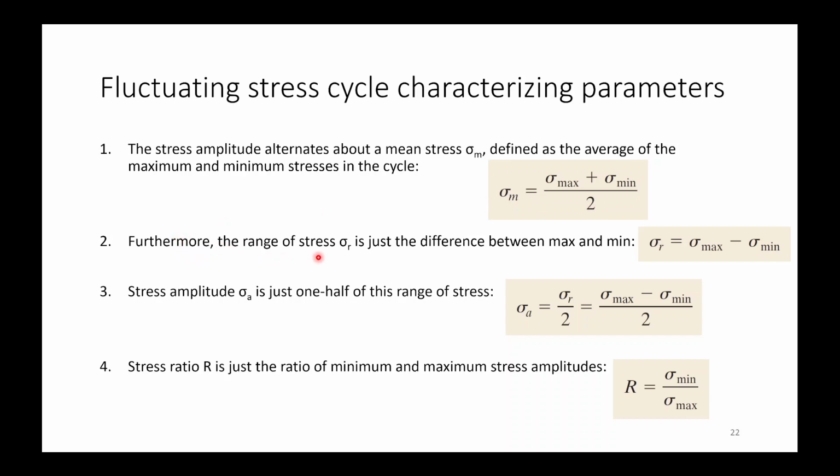And the range of stress will be sigma r, which is just the difference between maximum and minimum. The stress amplitude is just 1/2 of this range of stress, so range divided by 2, or sigma max minus sigma minimum divided by 2. Stress ratio is just the ratio of the minimum and maximum stress. So capital R will be your sigma minimum divided by sigma maximum.